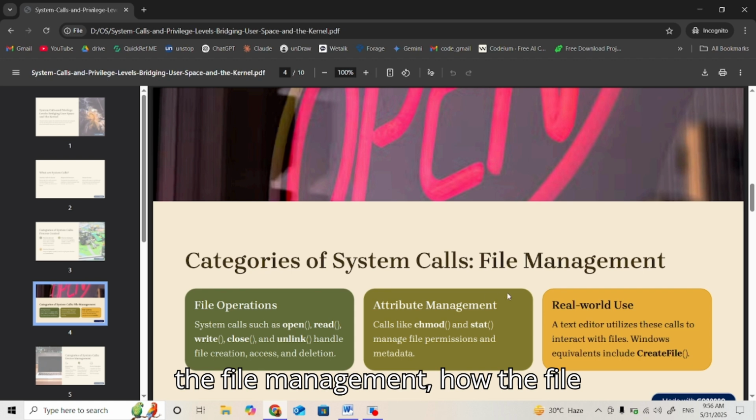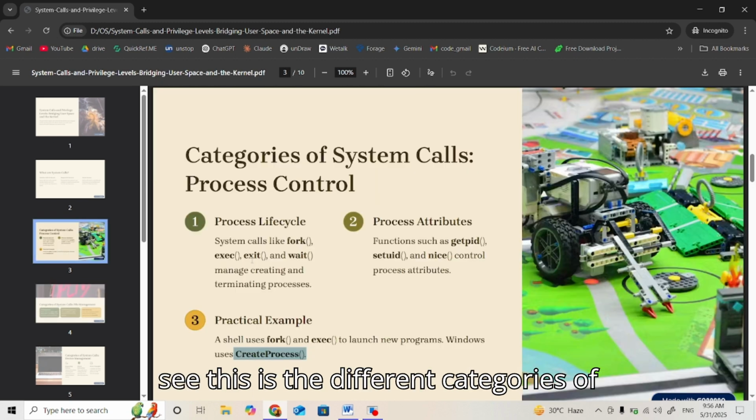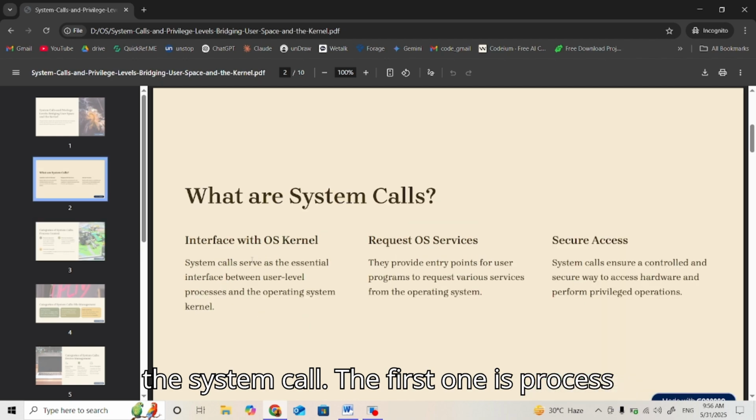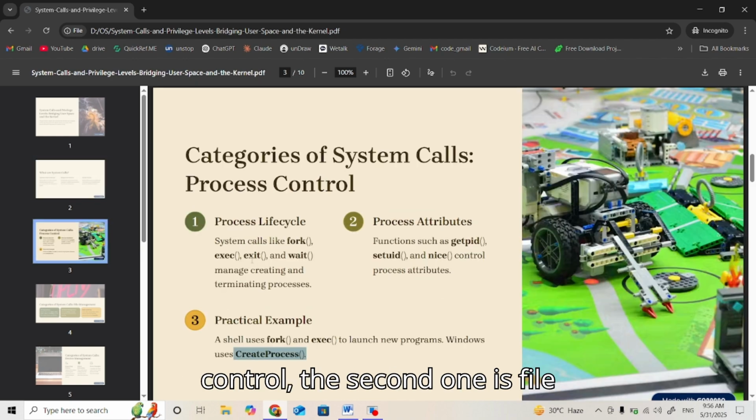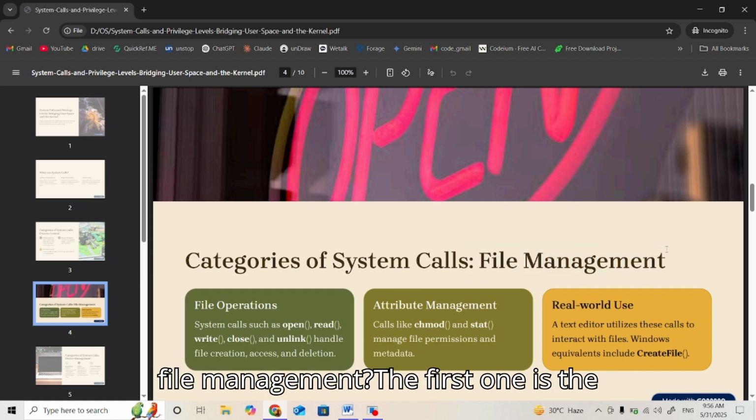Here we have file management, and how file management works in system calls. As you see, these are the different categories of system calls. The first one is process control. The second one is file management. So what happens inside file management?